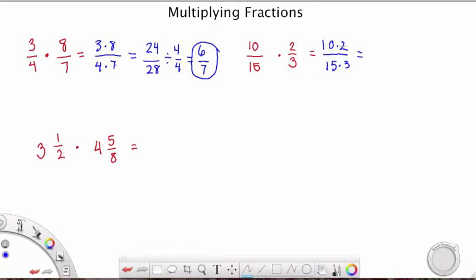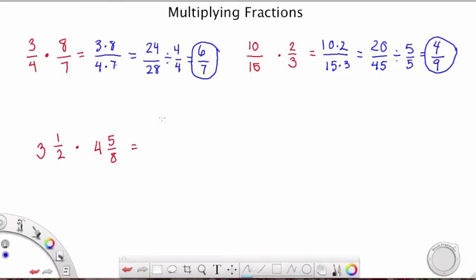And we'll end up getting 10 times 2 is 20 over 15 times 3, which is 45. Can we simplify? Well, this ends in 0, this ends in 5. I know numbers that end in 0 and 5 are divisible by 5. So I'm going to factor a 5 out of both the numerator and the denominator. 20 divided by 5 is 4, and 45 divided by 5 is 9. So our answer is 4/9.